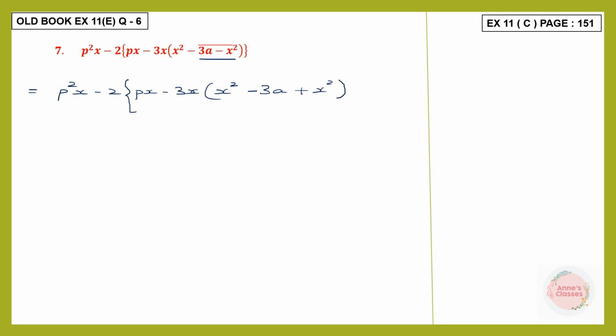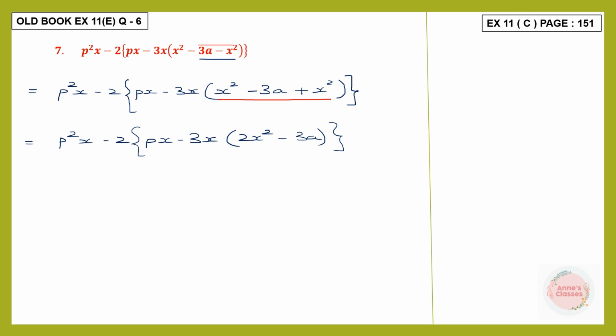3a becomes minus 3a and minus x square becomes plus x square. Now close the common bracket or the parenthesis and then the curly bracket. Now what do we have to do? We have to remove the parenthesis. What is inside this? We have to simplify. This is the next one. So everything else remains as it is. So that is p square x minus 2 curly brackets px minus 3x. Now what is inside? We have x square plus x square, which makes it 2x square. So let's continue with the brackets. 2x square minus 3a, close this.